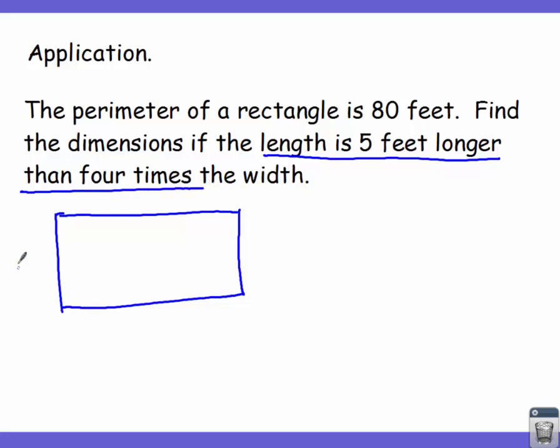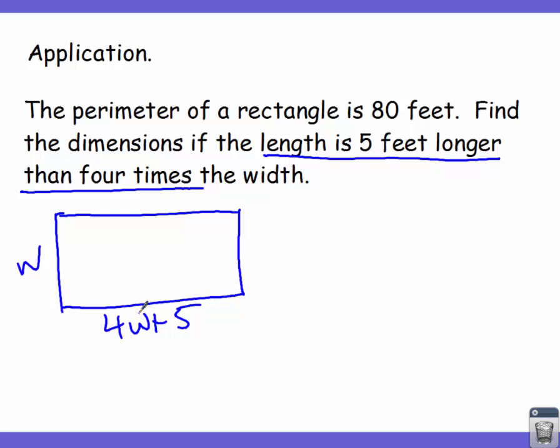So that means the width is our variable, w. And the length is done in terms of the width. And it says that the length is 5 feet longer, plus 5, than 4 times the width, 4w. Okay, so there is the length and width. Now we're looking for perimeter. We know perimeter is 80 feet. So I want to know what is the w for this. What is the length and width?